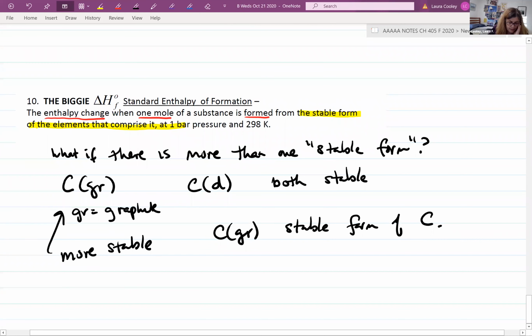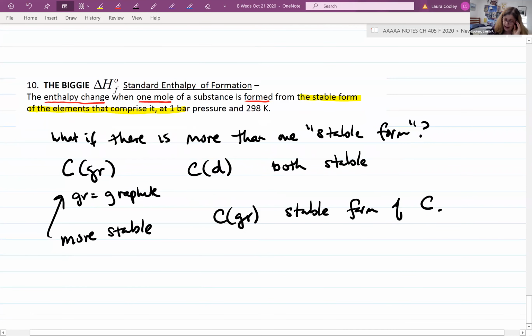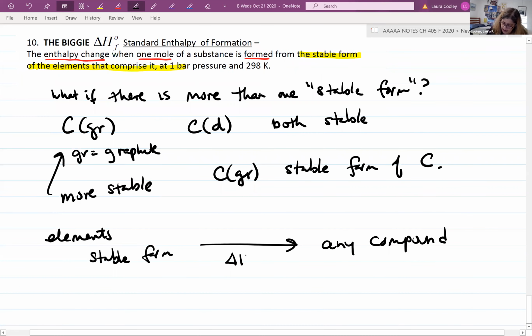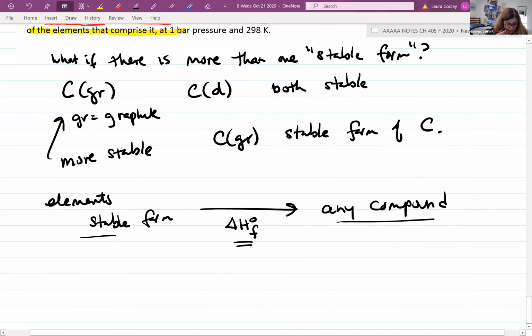And here's another aspect of this. So we're talking about taking elements in their stable form and forming any compound. Okay, so the delta H for doing this is the delta H_f^0, forming any compound from the elements in the stable form.